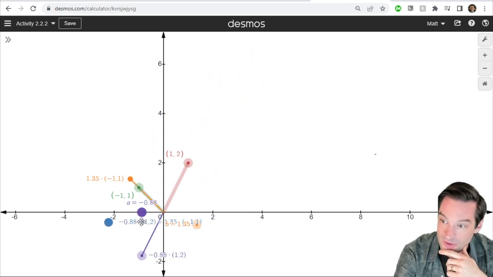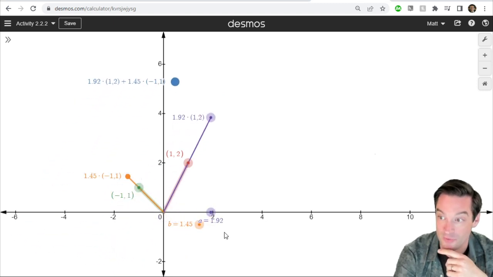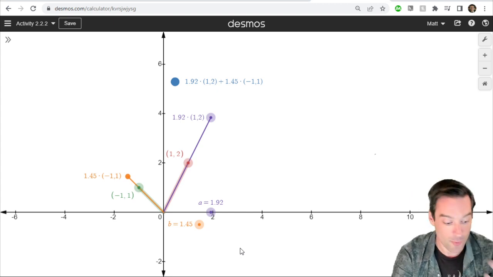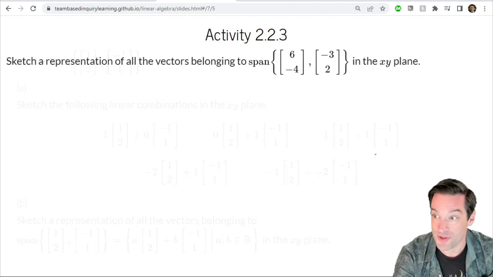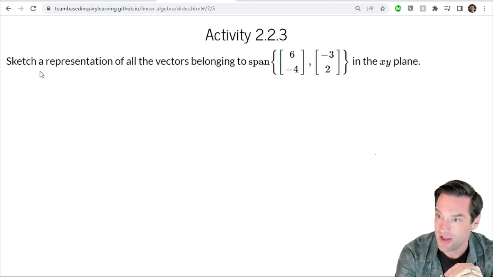Where can this blue point go? Is there any place that we can't reach through this process of taking a scalar multiple of one of these vectors and adding it to a scalar multiple of the other? And so you'll describe what that span of two vectors in R2 looks like in the second activity. Then we ramp it up to the third dimension in the third activity. Well, actually, that comes in the fourth activity, I think.